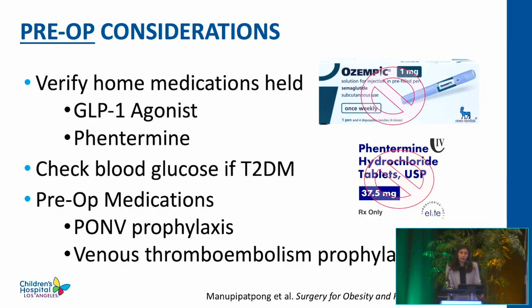So venous thromboembolism leading to pulmonary embolism is the third highest cause of mortality in these patients 30 days after surgery, the other two being sepsis and a cardiovascular event. And so in order to prevent venous thromboembolism, we apply SCDs, we use subcutaneous Lovenox, and then we encourage early mobilization.